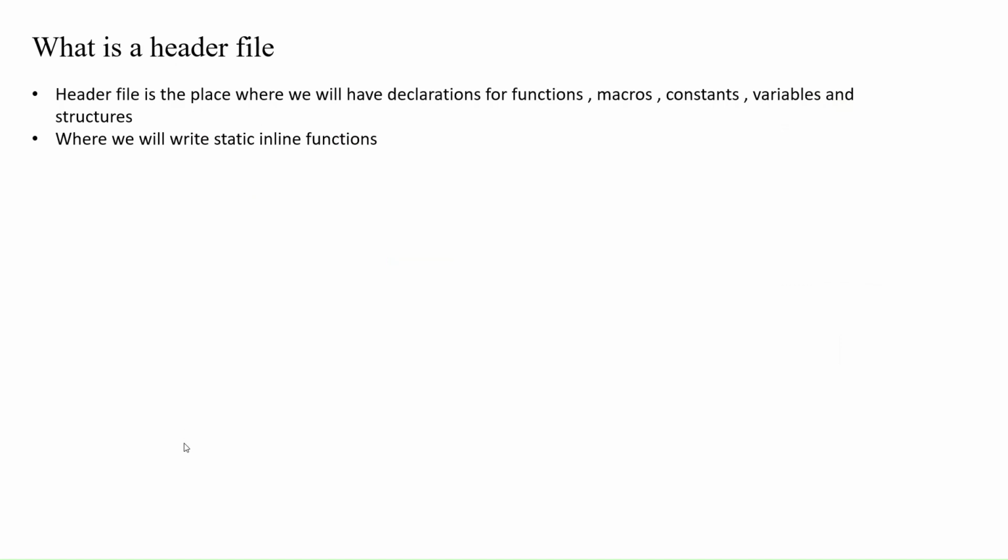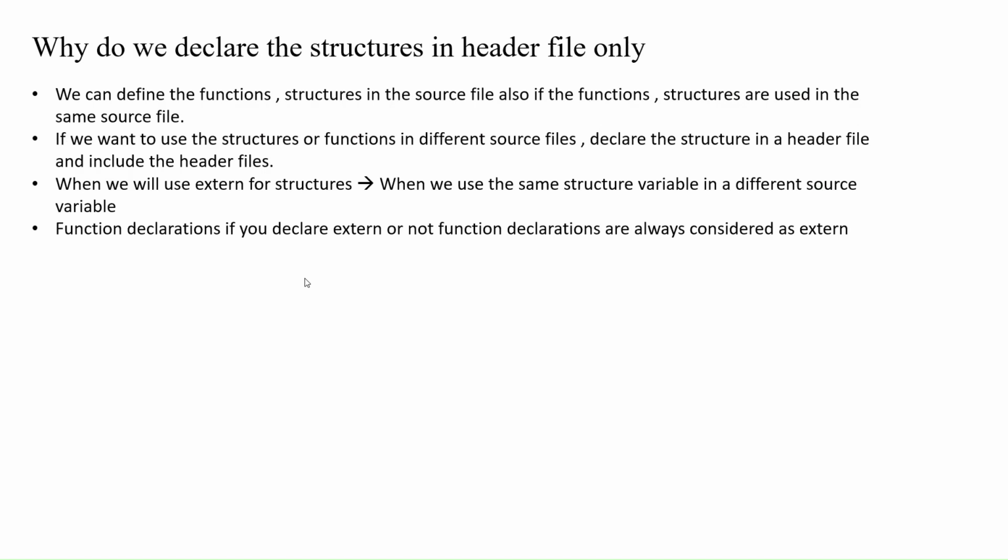Normally in a header file, you can see the declarations of structures and functions, some macros and constants, and we will also see some static inline functions in a header file. So let's try to understand.